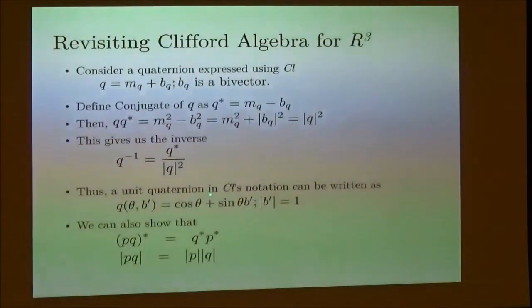If you want to define a unit quaternion, you have to make sure that the magnitude of Q is actually 1. One way to do that is the same thing that we did before for the unit quaternion. We pick our coefficients to be cosine and sine of some angle. And over here, instead of a unit vector, we'll have a unit bivector. So now the magnitude of V prime is actually 1. The other identities that we've seen before are valid here as well. So if you take the conjugate of the product of two quaternions, you get Q conjugate, P conjugate, and the magnitude of the product is equal to the product of the magnitudes.